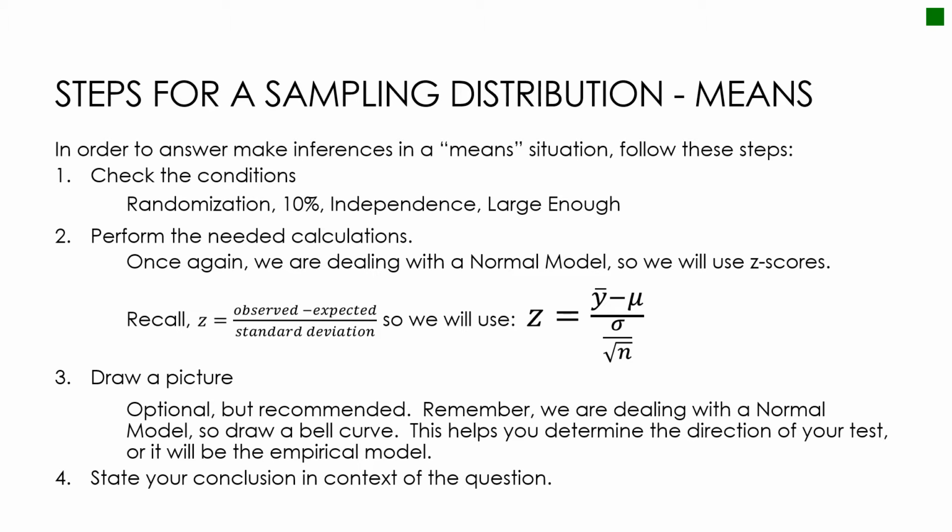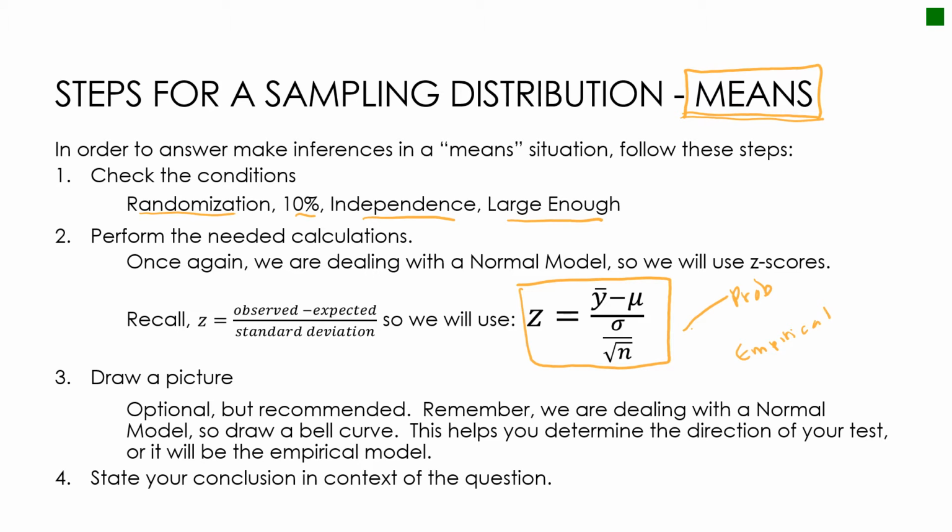So here are the steps we're going to follow. The first thing we're going to do, and again this is for means, so things will change when we look at proportions, but for means I want to first check the conditions, and these are the same conditions that I had listed before. Notice I'm using large enough here instead of success fail, because large enough goes with means. Then I'm going to perform the calculations, which means I'm going to find a z-score, and use that z-score to find a probability, or I'm going to possibly do the empirical rule.